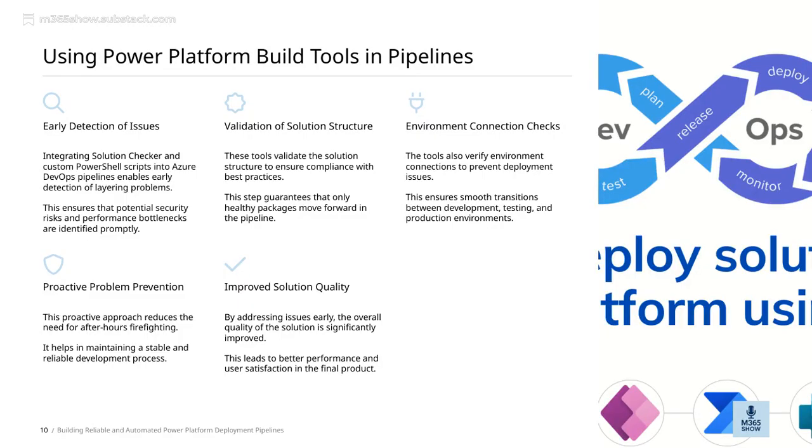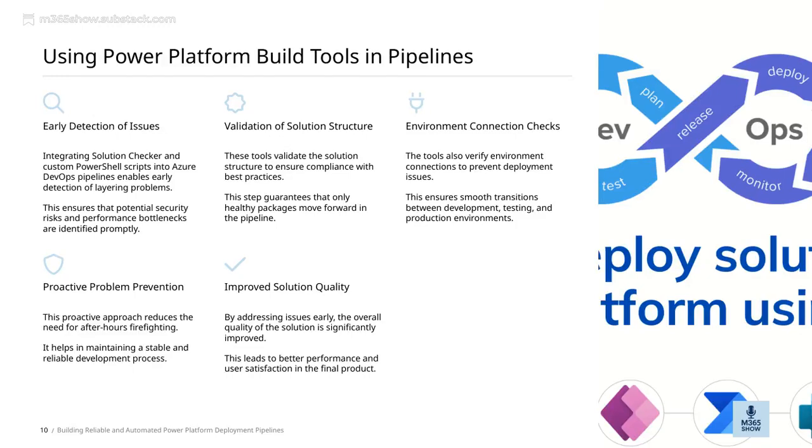One of the key benefits here is that, by catching issues early, we significantly improve the overall quality of our solutions. This proactive approach not only leads to better performance, but also boosts user satisfaction, because the final product is more stable and reliable. It also helps us avoid those dreaded after-hours firefights, ensuring our development process remains steady and predictable. A critical part of this is verifying environment connections. These tools check that everything is properly linked before we move forward, which prevents deployment hiccups and makes transitions between development, testing, and production much smoother.